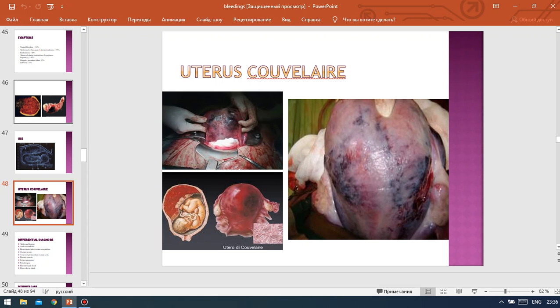In this situation, sometimes we can't leave the uterus and must make a hysterectomy or extirpation because we have a high risk of hemorrhage, postpartum hemorrhage, and a high risk of sepsis and peritonitis.